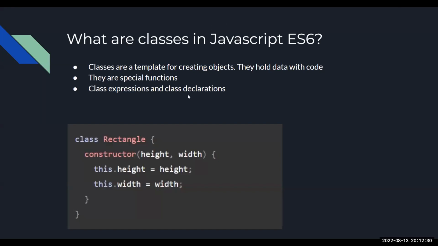Okay, so what I was talking about before was, what are classes in JavaScript? If anybody doesn't happen to know what classes are in JavaScript, you can go ahead and leave it in the chat. But classes are a template for creating objects, and they hold data within the code. There are also special functions, class expressions, and class declarations. In this example below, we see a class with Rectangle. Rectangle is the class that's being created here.